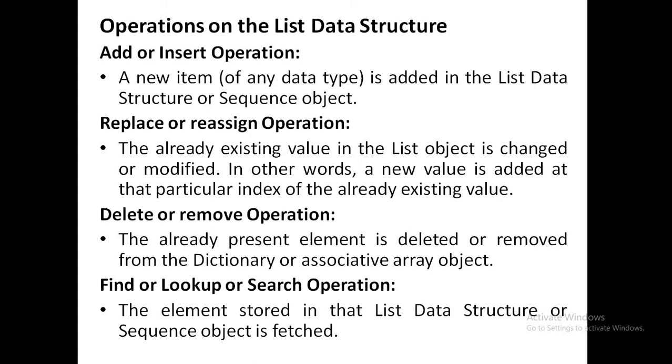Replace or reassign operation. Here the already existing value in the list can be changed or modified. That is, a new item or a new data can be added at a particular index which already has an existing value by modifying it. Delete or remove operation. The already present element is deleted or removed from the list. Find or lookup or search operation. The elements that are stored in the list data structure can be searched to find a particular element.